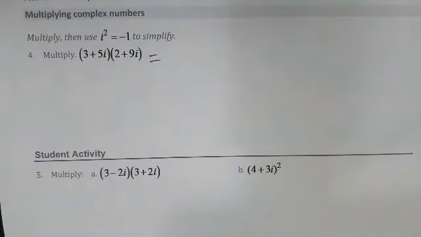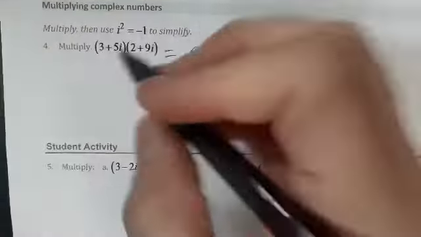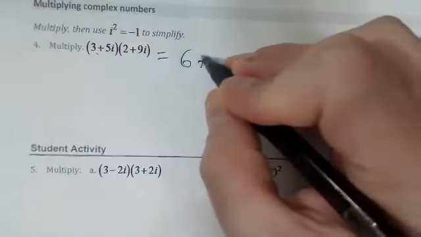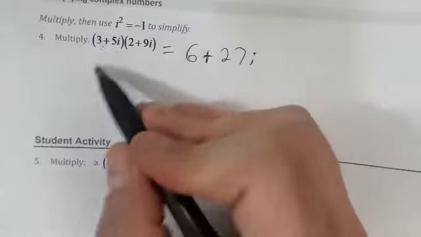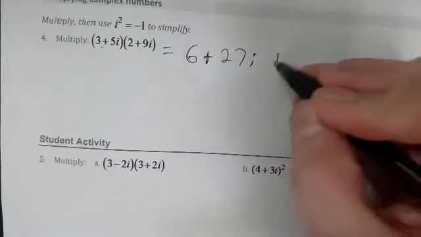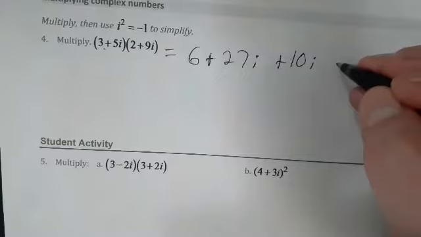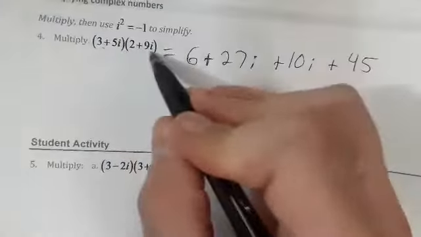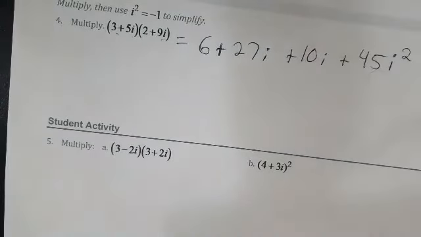So I'm going to do this: 3 times 2 is 6. 3 times 9 is going to be 27, and then i is 27i. 5i times 2 is 10i. 5i times 9 is going to be plus 45. I'm doing i times i. So this is i squared.